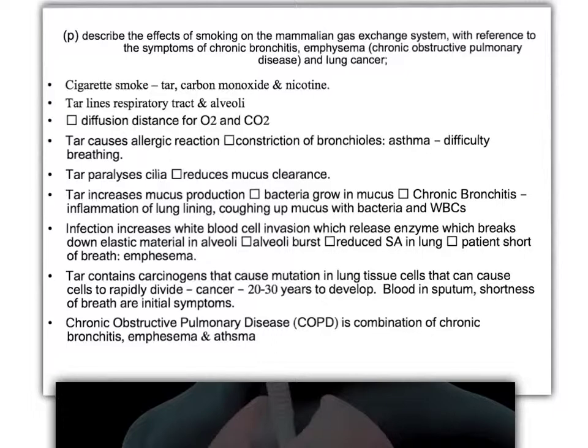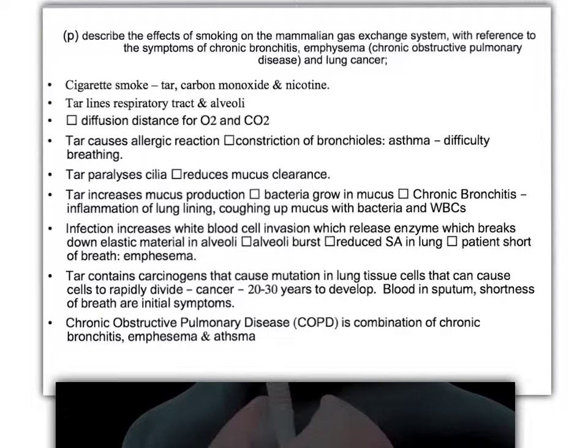As well as that, lung cancer. You've got to know about lung cancer here. Tar contains carcinogens, which are cancer-causing chemicals that cause mutations in the DNA of cells of lung tissue, and those then rapidly divide to form a tumour, a cancer, which takes 20 to 30 years to develop. The symptoms are blood in the sputum and shortness of breath. Those are the symptoms of cancers.